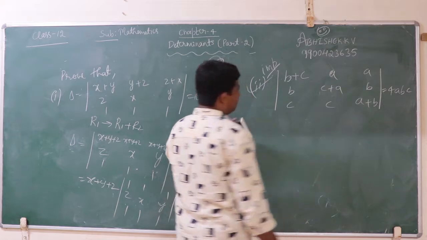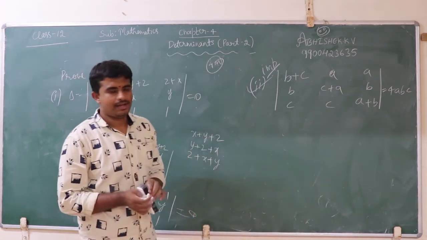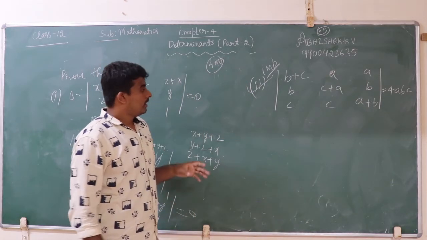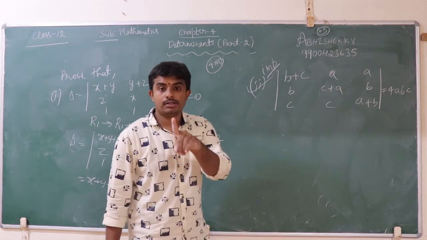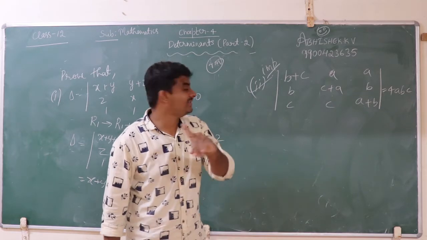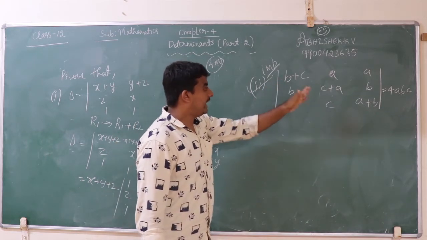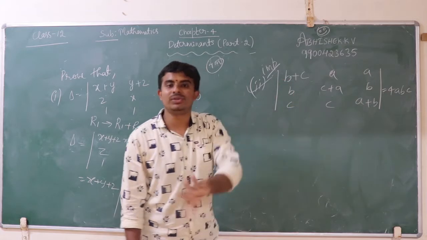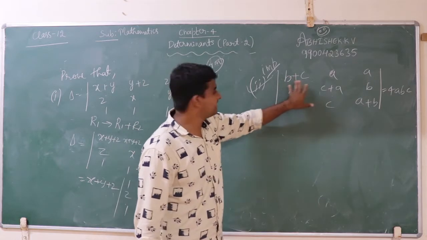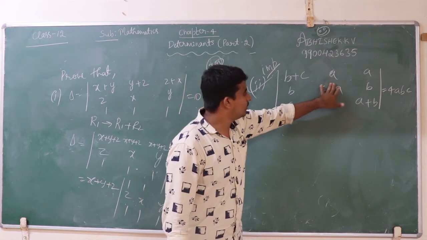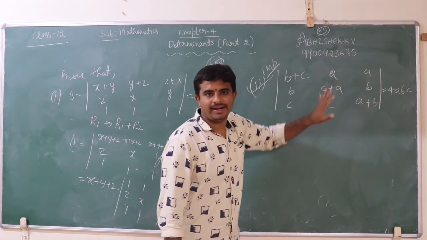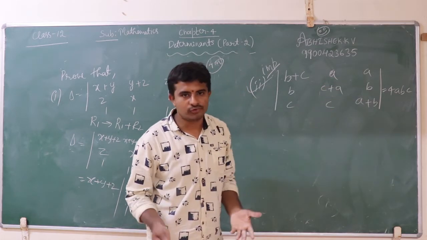Let us move on to the important problem. Here, you have no right to write this determinant as two determinants, because the second element, b plus c a, is not expressed as a sum of two elements.